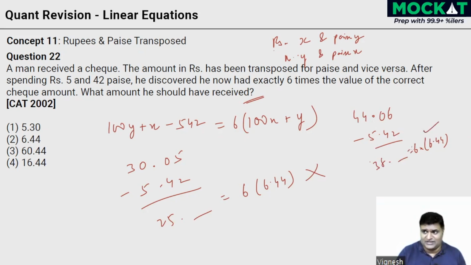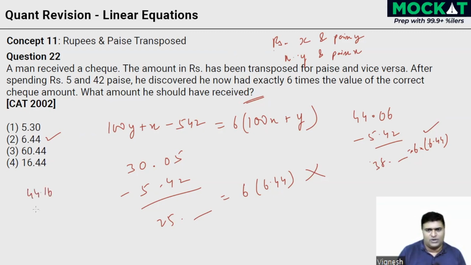More or less seems okay. 6 or 36 plus something. This seems okay. What about the remaining 60.44? If it's reversed, then the value is actually reducing, right? But when it gets transposed, the value goes up, right? So something 6 times something plus extra 5.42. So no. What about the other one?